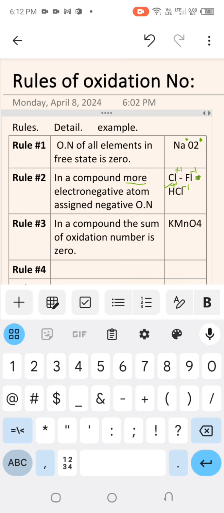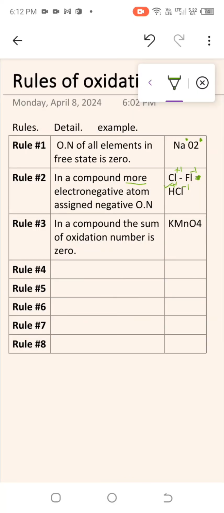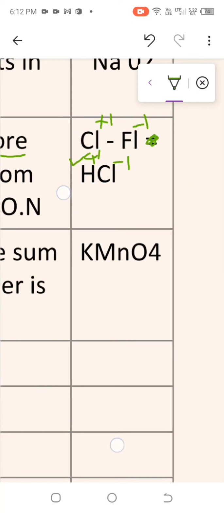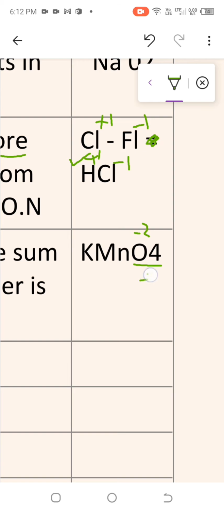KMnO4. So now let's find the oxidation number of this. Here you can see, I have told how to find the oxidation number in the previous video. You can kindly go and watch that if you don't know. So yeah, oxygen has -2 oxidation number. So we'll do -2 multiplied by 4, which is -8. And potassium has +1 oxidation number. So manganese will contain +7 oxidation number.